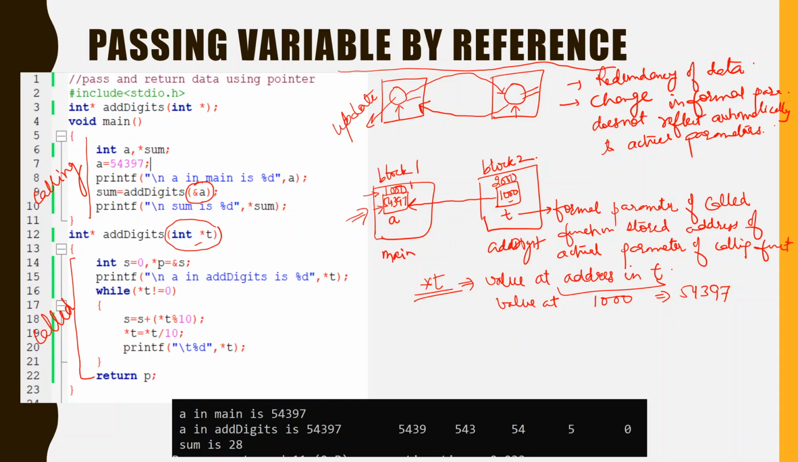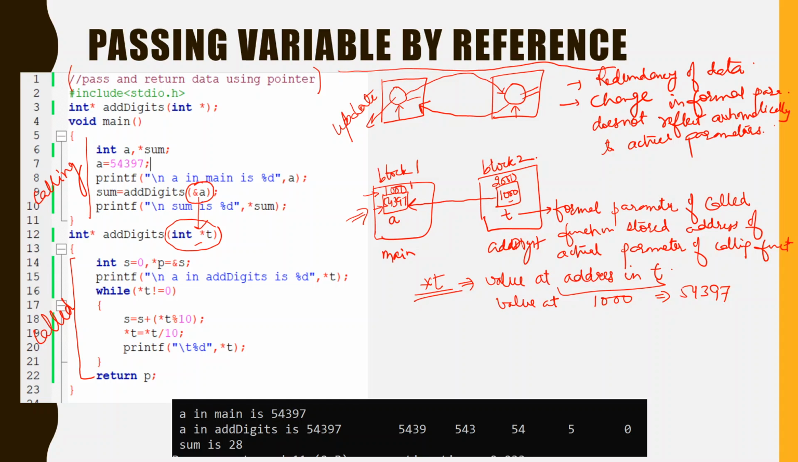This is the important point to note. Now we are creating this particular program with two different options. First is pass and return data using pointer. So I will pass data and also return data with the help of pointer. I have passed the actual parameter. A has been passed to the T with the help of reference.